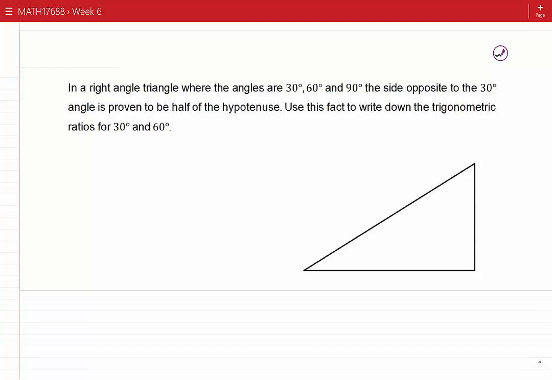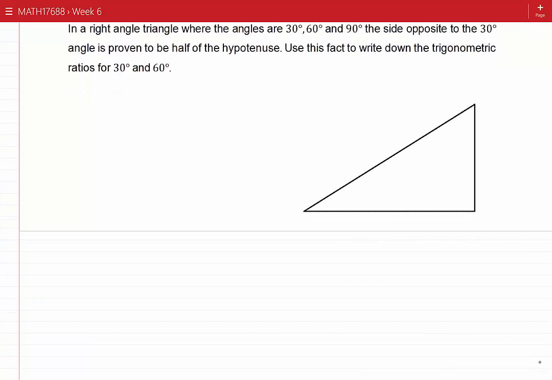In a right angle triangle where the angles are 30 degrees, 60 degrees and 90 degrees, the side opposite to the 30-degree angle is proven to be half of the hypotenuse. Use this fact to write down the trigonometric ratios for 30 degrees and 60 degrees.